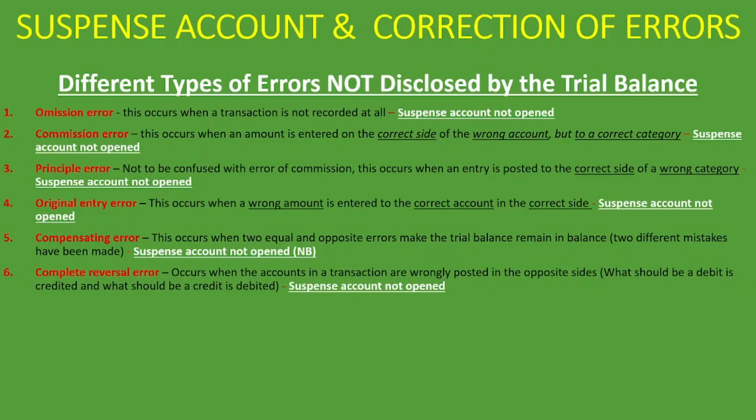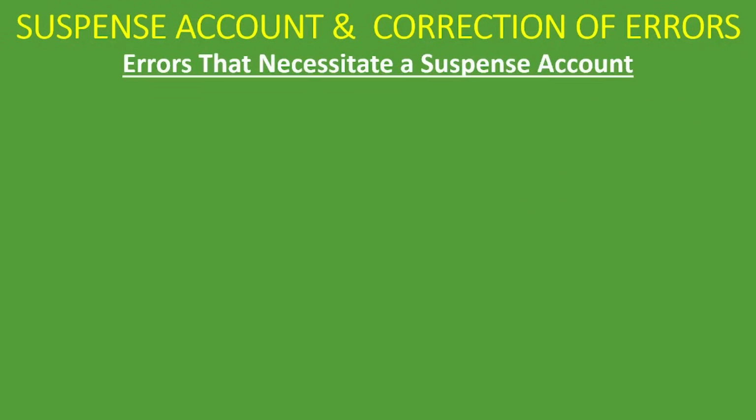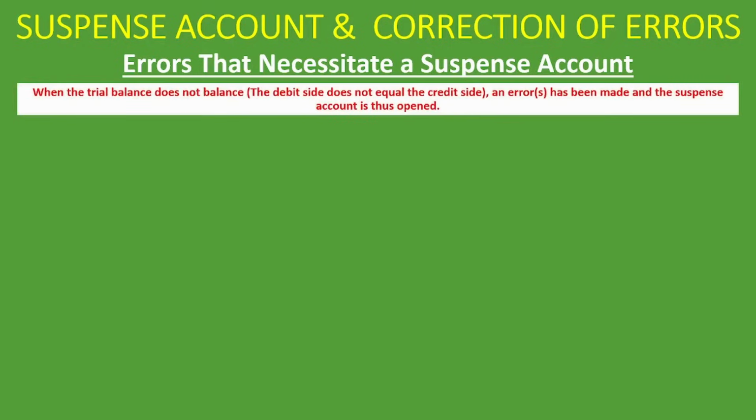Now that we have looked at the errors that are not disclosed by the trial balance, the question is, what errors are disclosed by the trial balance? Well, let's have a look at them. Errors that necessitate a suspense account. That means that we open a suspense account for these specific errors. When the trial balance does not balance, meaning the debit side of the trial balance does not equal the credit side, an error or errors have been made and the suspense account is thus opened. So these errors will mean that your trial balance will not balance and you need to open a suspense account, and we'll see how we go about doing that as we do some examples just now.